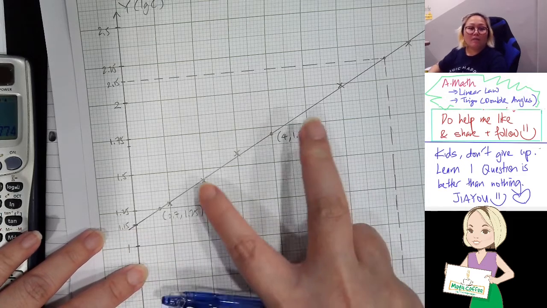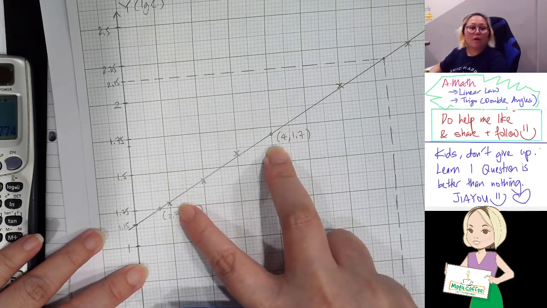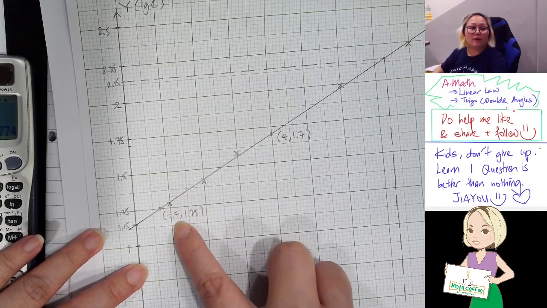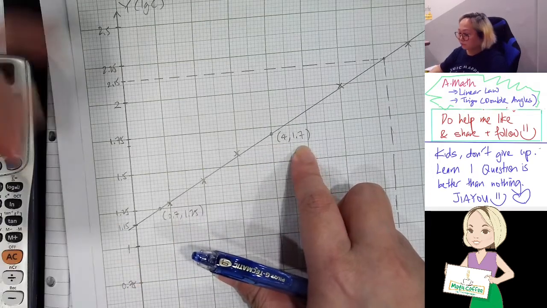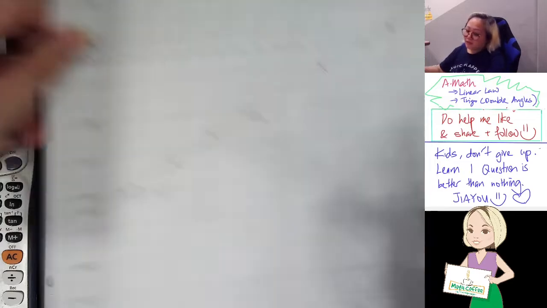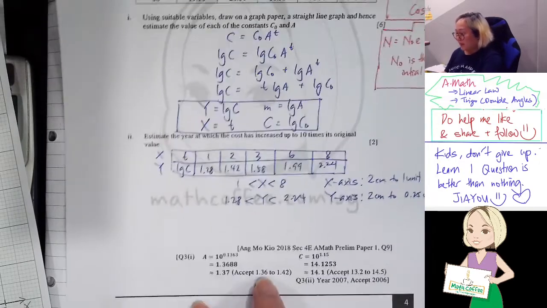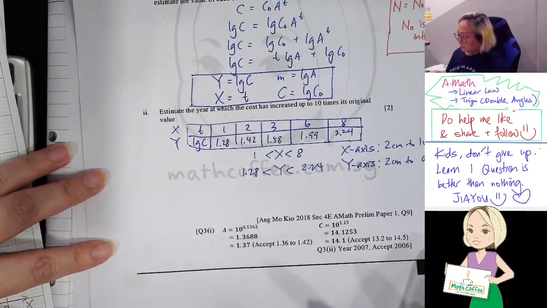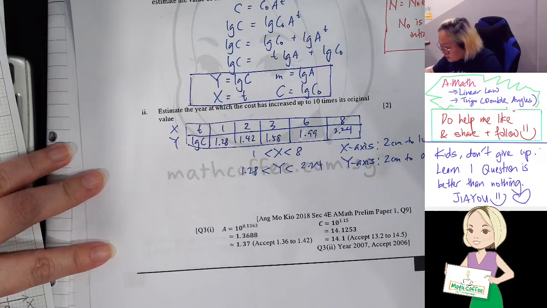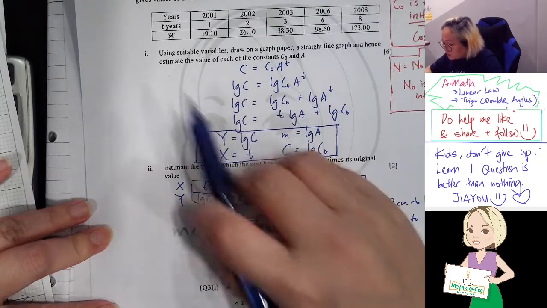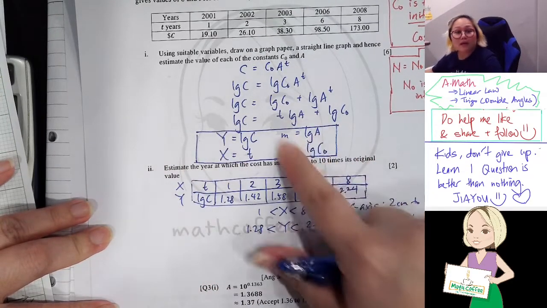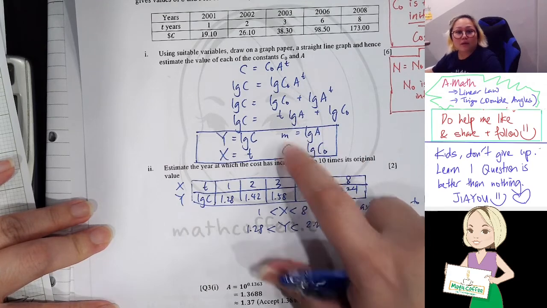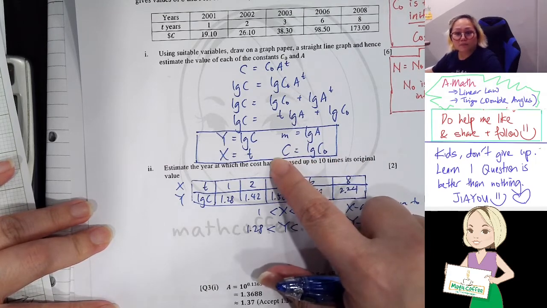Okay, and remember I need to find 2 nice points. So I managed to find (0.7, 1.25) and (4, 1.7). So now with this, it's very easy already. Go back and do your calculation. Okay, so they asked me to find C0 and A. So you look at your table here: log A is your gradient, log C0 is your C.